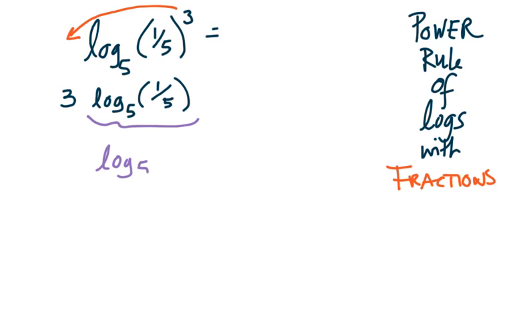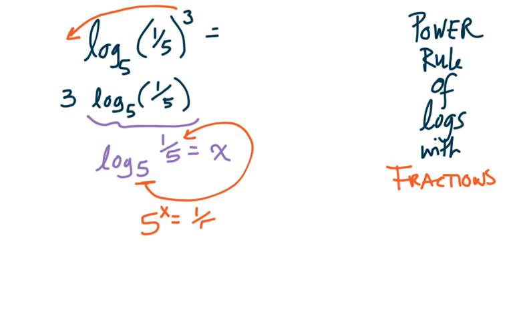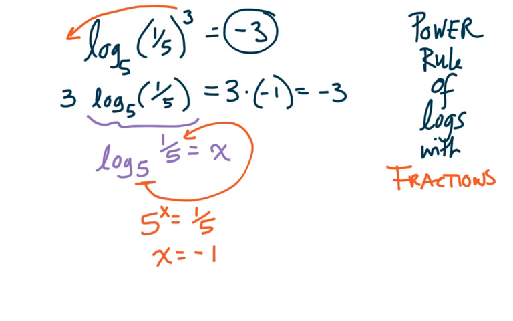So the log base 5 of 1/5 is going to equal something. Okay, so let's figure out what it equals. 5 raised to the x power equals 1/5. Okay, so x in our case is going to be -1. All right, so this means that we can rewrite this as 3 times -1, or we get -3. So our answer is -3.